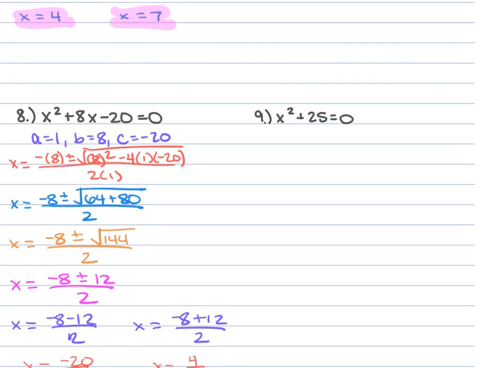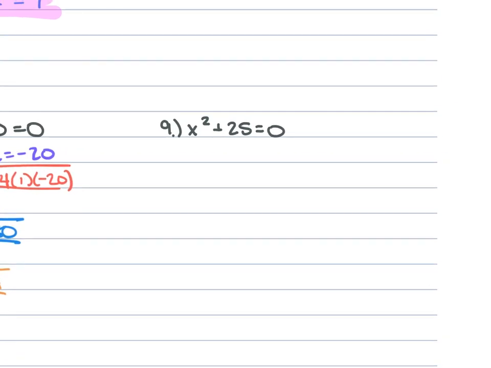For the rest of these sections, we are finding the number of solutions. So for 9, we have an a of 1, a b of 0, and a c of 25. We are just using b squared minus 4 times a times c to find this.